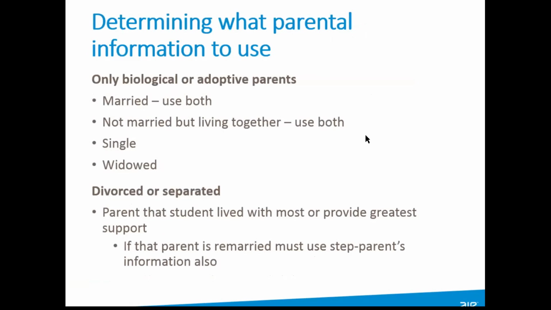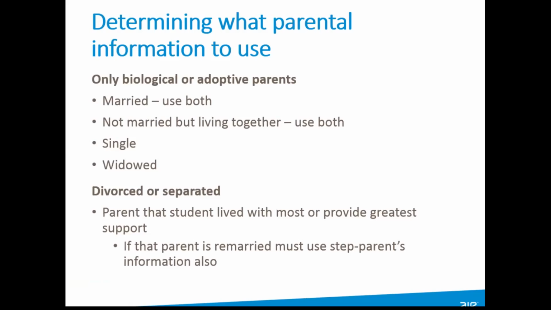Now, once the FAFSA determines if you need parental information, you have to use your biological or adopted parents, and only your biological or adopted parents, in the parental section. You shouldn't use anyone else's information. If parents are married and together, use information from both parents. If parents are not married but living together, use both parents' information. If a parent is single or widowed, then it's that parent's information.